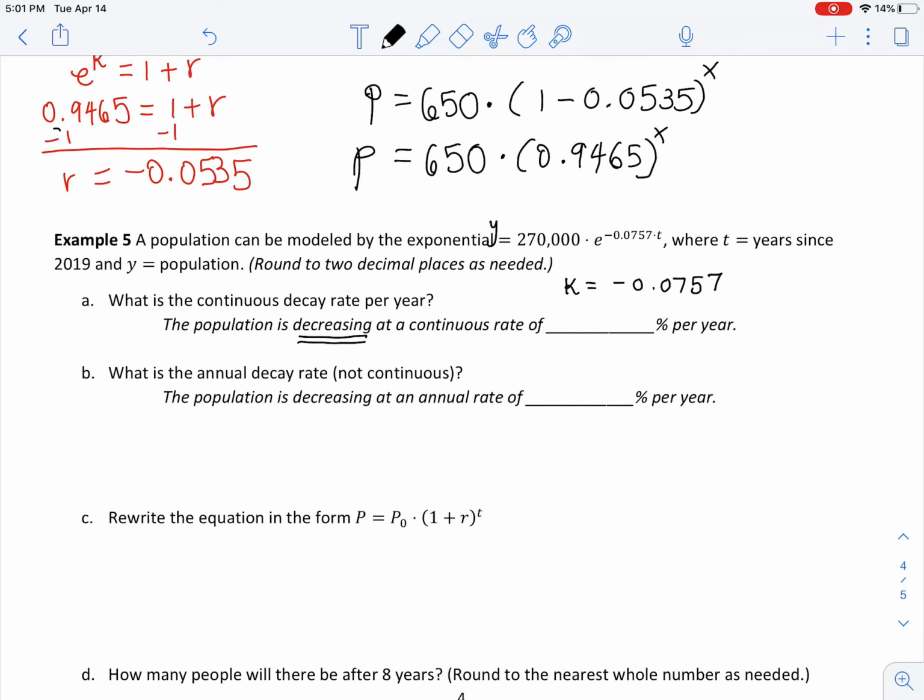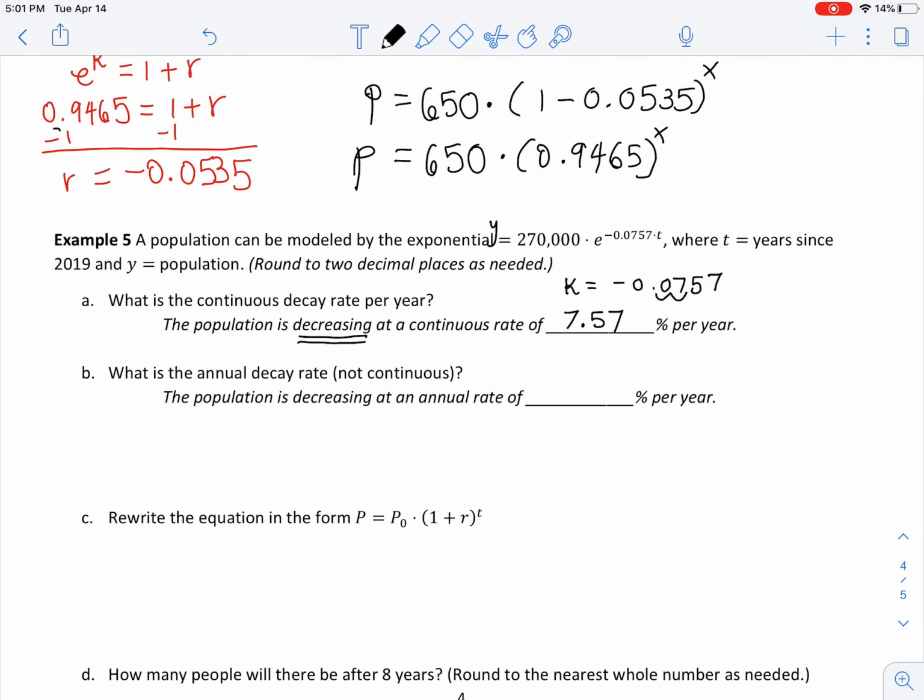0.0757. So if I'm trying to fill in this blank, the population is decreasing. They use the word decreasing, so I'm not going to use a negative here. Decreasing at a continuous rate of, they wanted you to convert it into a percent. So I'm going to multiply that by 100. So I will get 7.57% per year. That's the continuous decay rate.